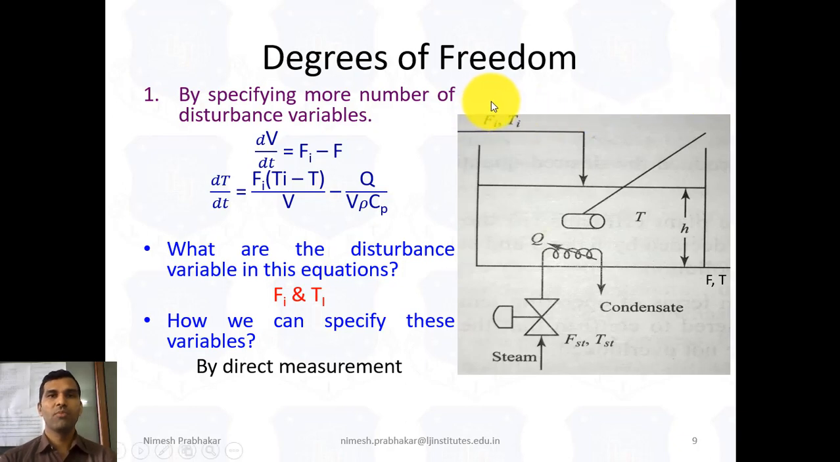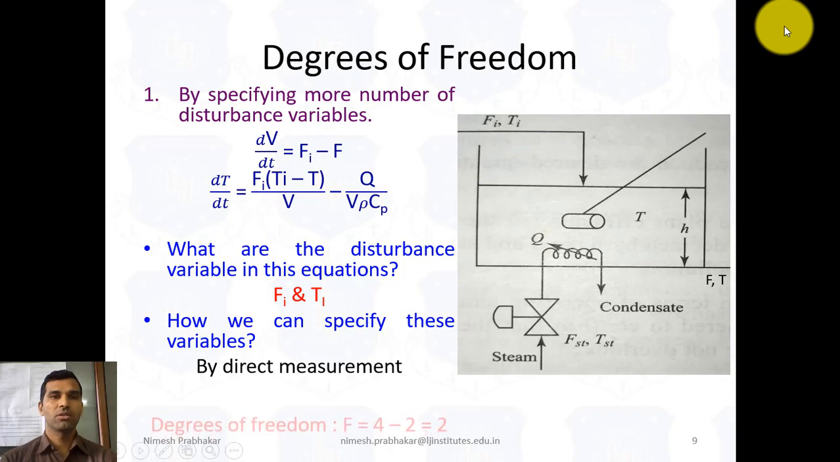So if we measure the values of Fi and Ti, we can specify the flow and the temperature of the inlet. So we can reduce the degrees of freedom, because the two values in this equation, Fi and Ti, are known values. So solving this equation is very easy, because here we have one value and here also one value. So by direct measurement of Fi and Ti, we can reduce the degrees of freedom.